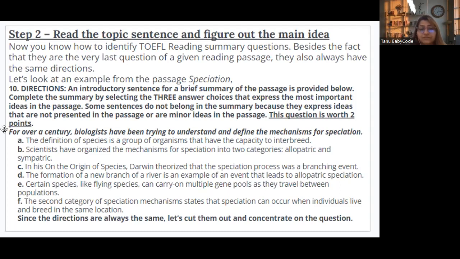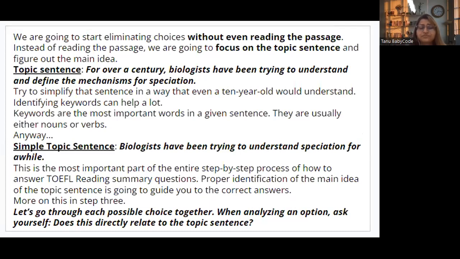So see here, for over a century, biologists have been trying to understand and define the mechanism for speciation. Now there are 6 points given, right? You can see here there are 6 choices, A, B, C, D, E, and F. Since the instructions are always the same, let's cut them out and concentrate on the question part. Now we are going to start eliminating the choices.